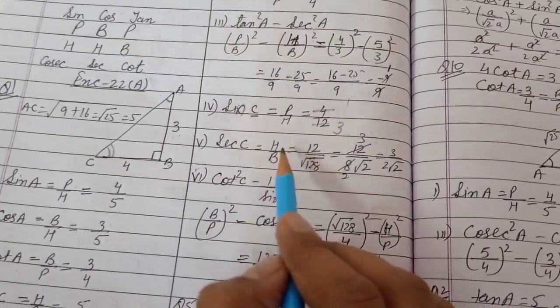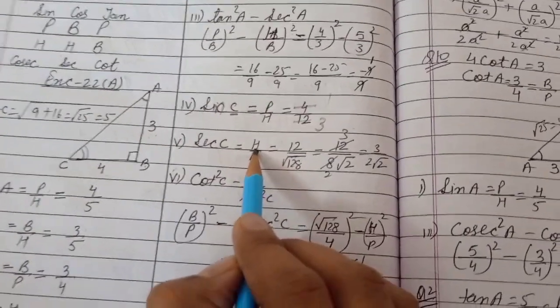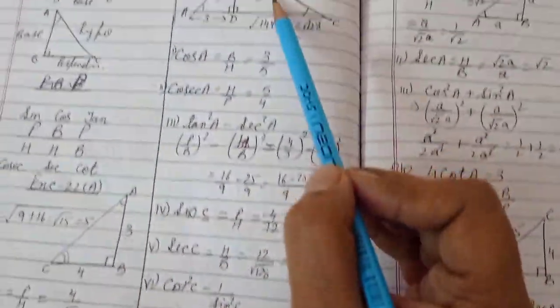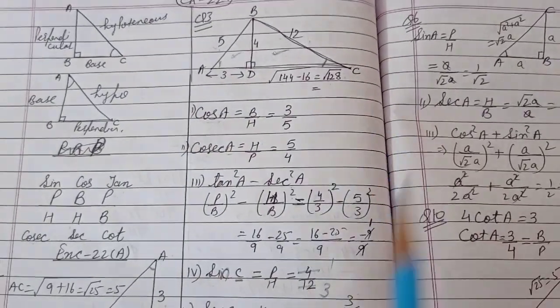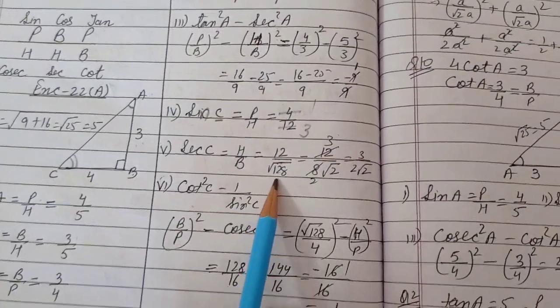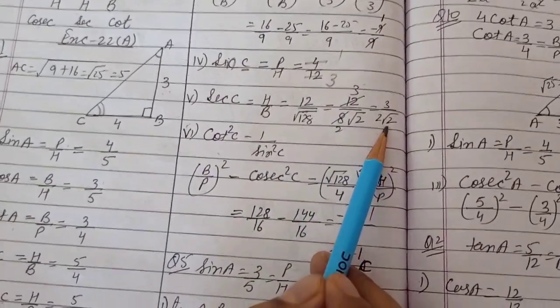Next is secant C, that is h over b. Again the angle is C. H of that triangle is 12. You can see here h is 12 and base is under root 128. So same thing I put here. Find the root of 128, that will be 8 root 3. After cutting you will get this answer.